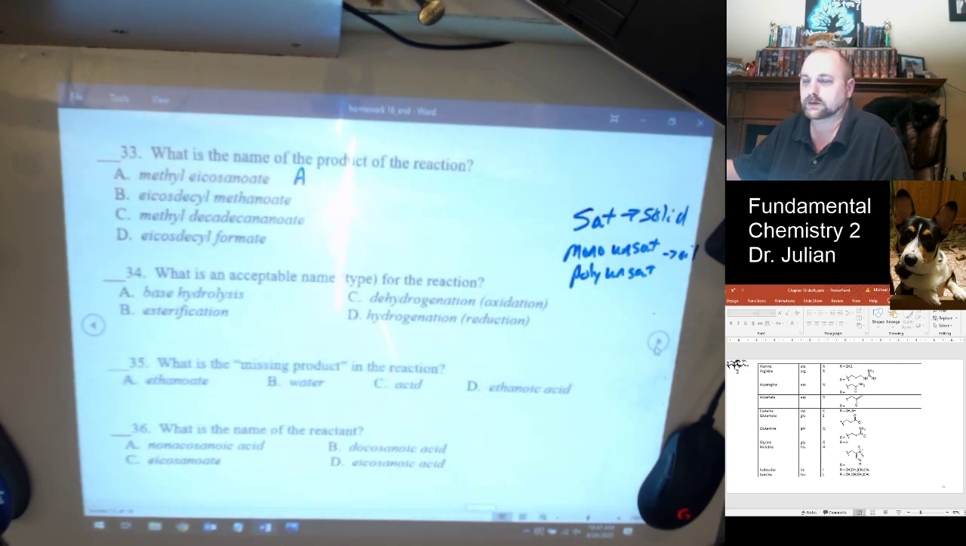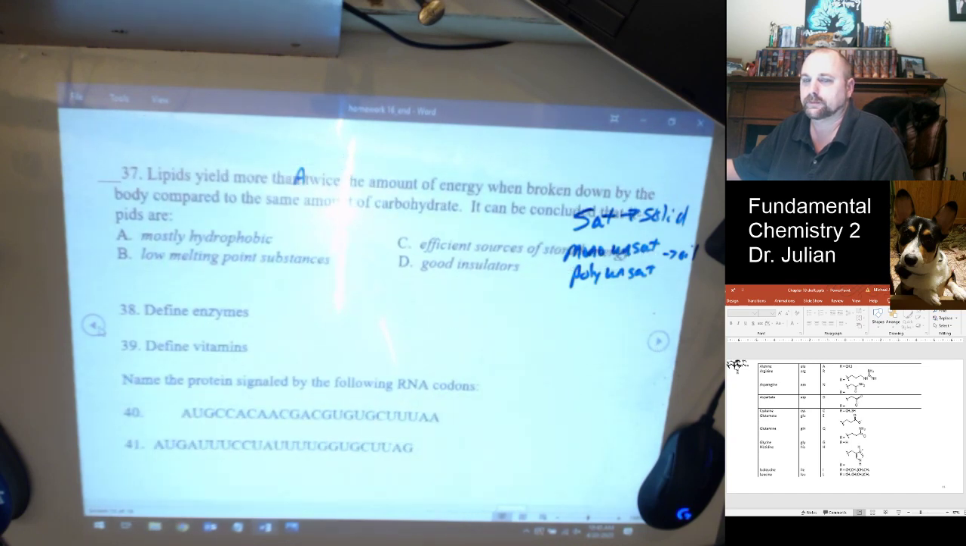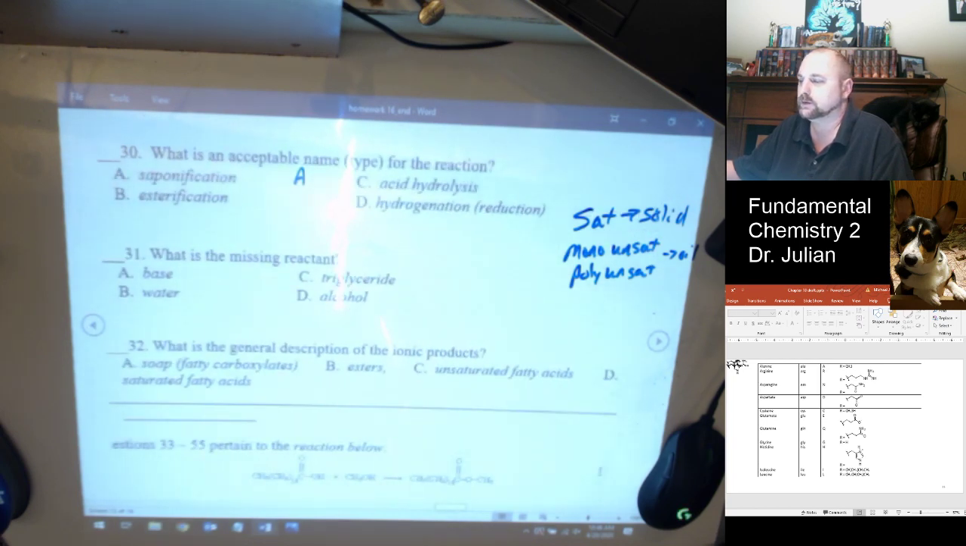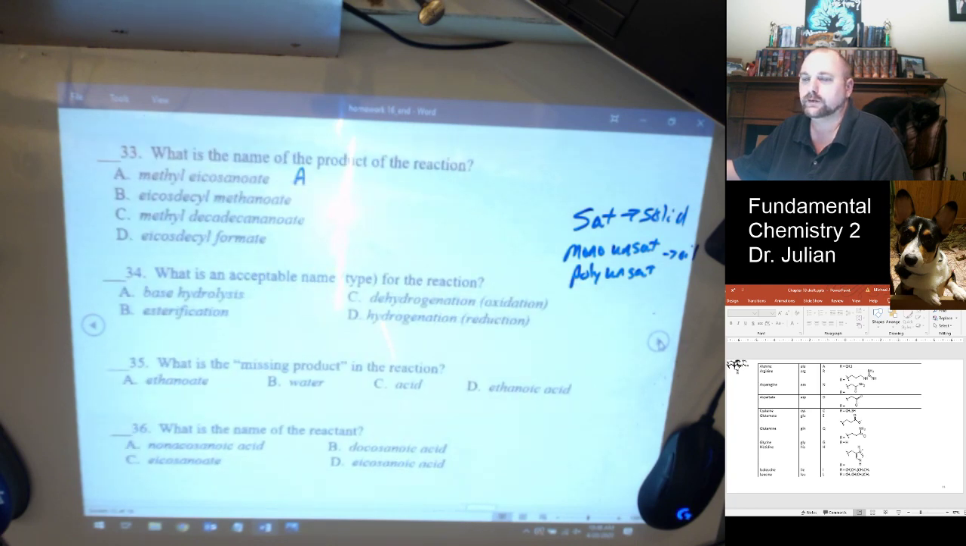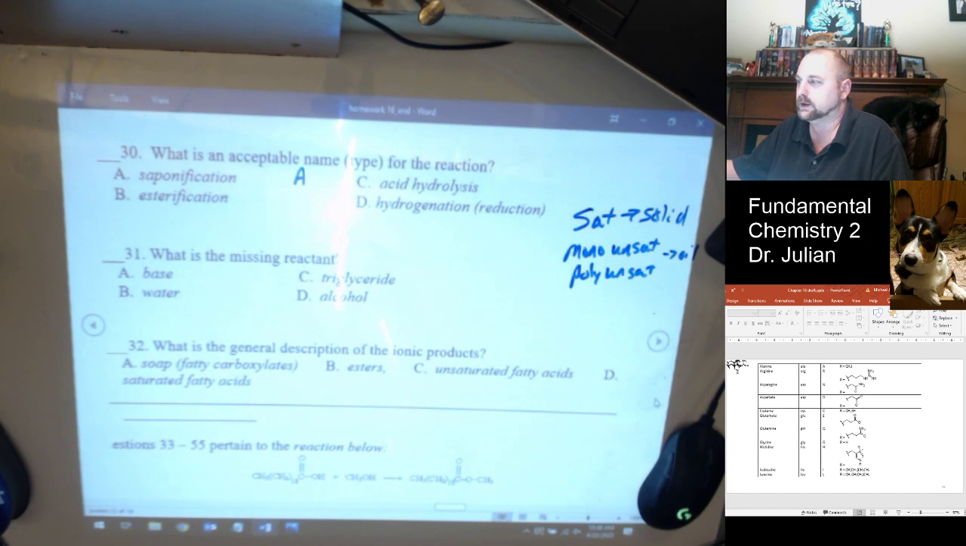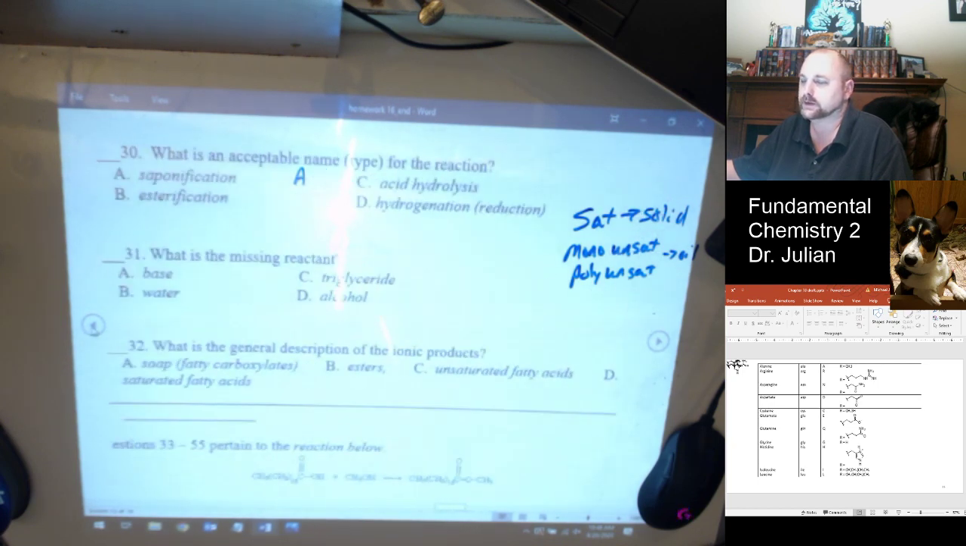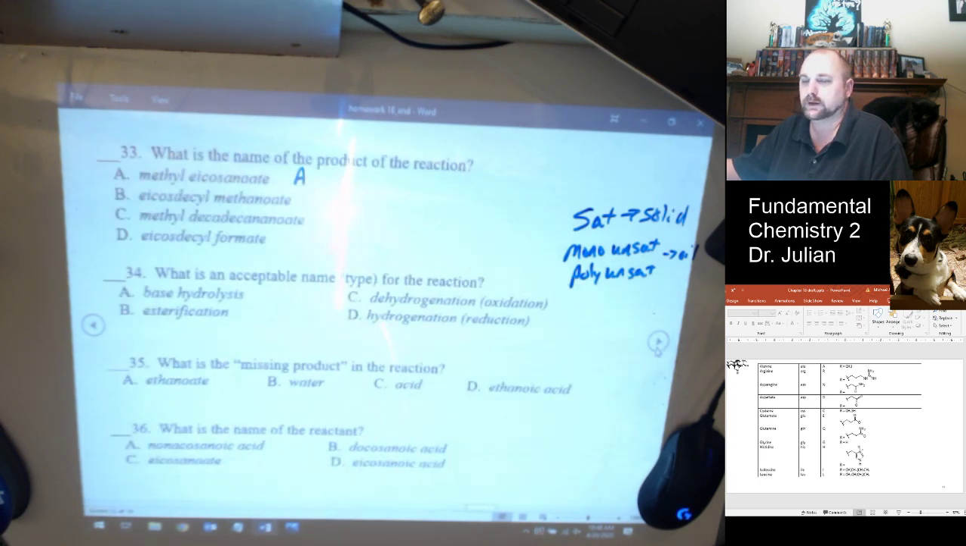Oh, no, wait a minute. What is acceptable name for this reaction? So this one is an esterification. We made an ester. What are we missing? So I need an acid catalyst. So, let me see, product would be an acid catalyst. What is the name of the reactant? This reactant had 14, so that'd be tetra.